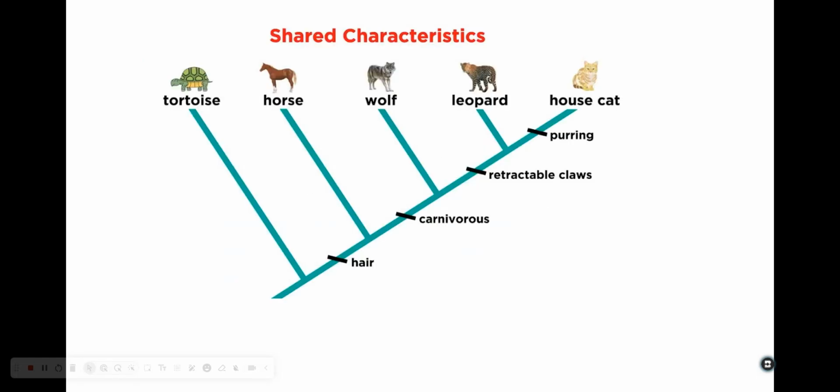A32 for HL only. We have here our cladogram. So cladograms, remember, are used for sorting species. What would the closest living relative of a wolf be? Trick question, kind of. It's a leopard and a house cat because they both share a node.